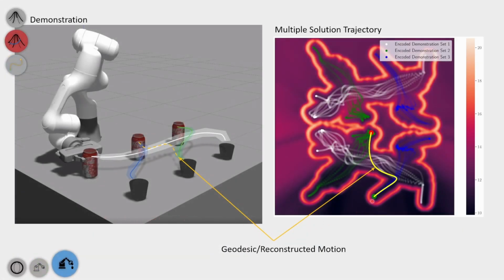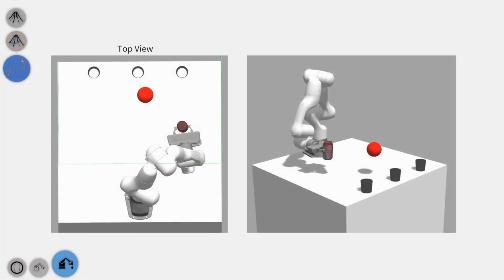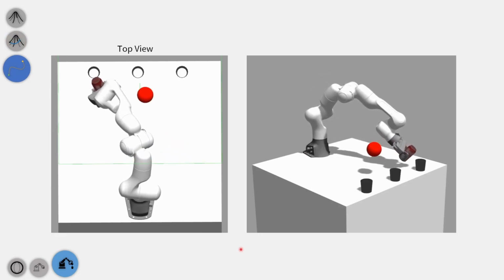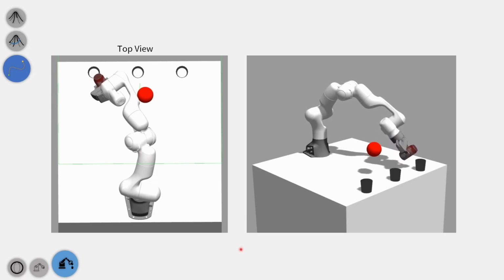And here we show a multiple solution trajectory created from the synergy of all demonstrations. As you can see, the geodesic has used three different sets of demonstrations to come up with a completely new trajectory that was not demonstrated to the robot beforehand. And finally, in this video, you can see the robot is able to do the pouring task and avoid the obstacles at the same time.